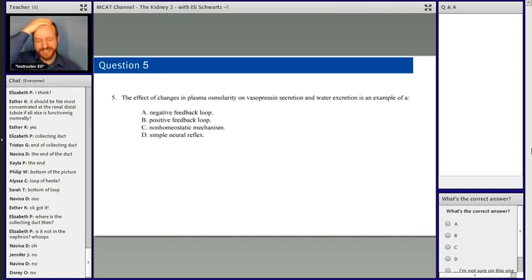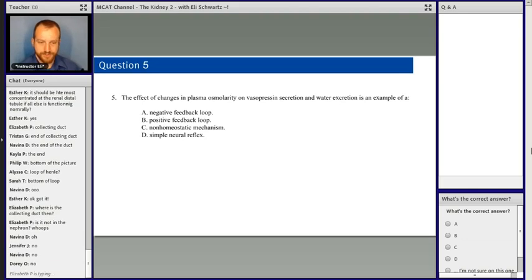Well, let's think. If we have a high one of these and the other one drops off, if we have a high one, the other one turns on. Which mechanism matches up with if we have too much of one thing, another thing turns on to kill it?